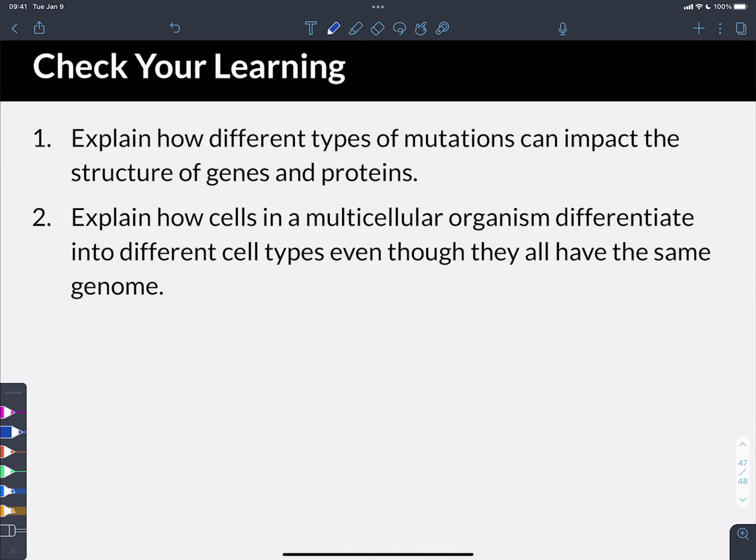As we wrap up this video, when we look to check our learning, let's make sure that we can do the following things here at the end. Make sure that we can explain how different types of mutations can impact the structure of genes and the structure of proteins. You want to make sure that you have an understanding of how substitutions and frameshifts both impact the overall structure and function of mRNA and proteins as a result. Also make sure that you can explain how cells in a multicellular organism differentiate into different cell types, even though they all have the same genome. If you can do those things, you're doing great.